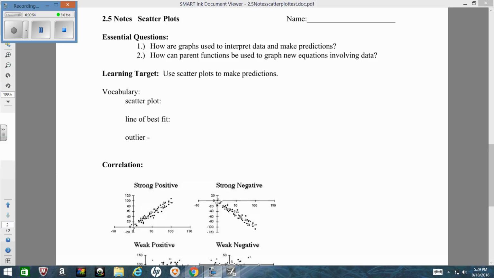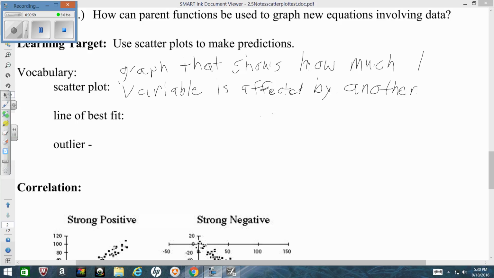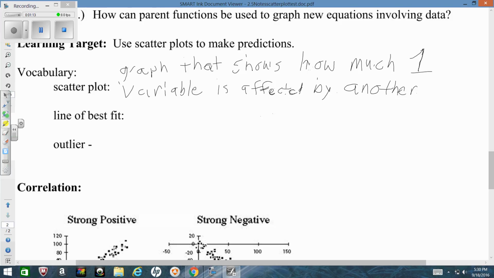Our first vocabulary word is scatter plot. It's a graph that shows how much one variable is affected by another. Again, my handwriting's not going to be super great on here, so use the words. Graph that shows how much one variable is affected by another.